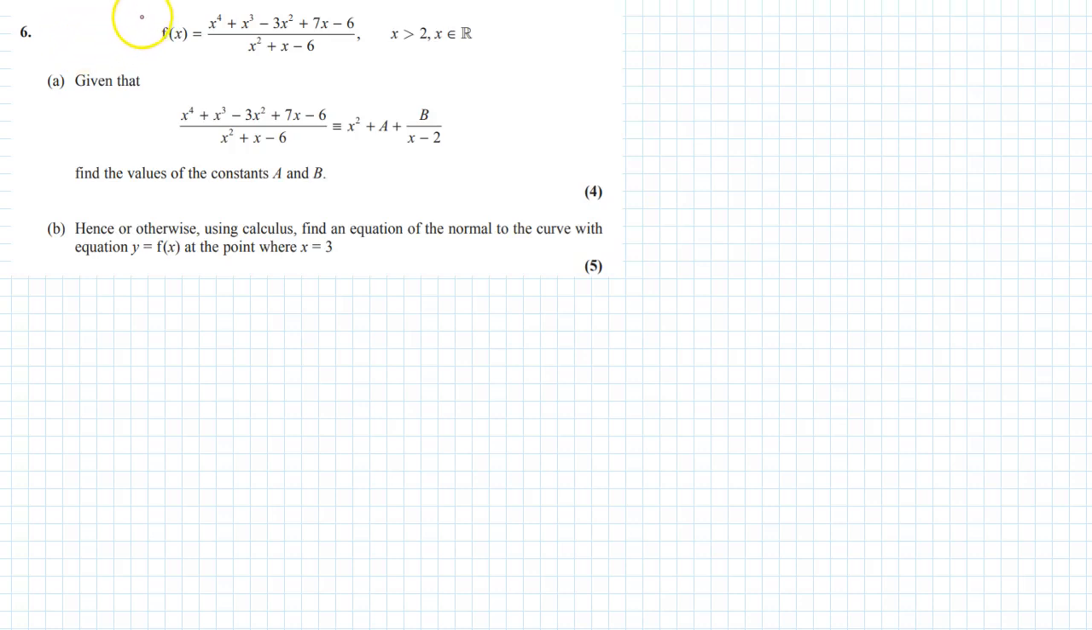GCE June 16, C3 question number 6. f(x) is x to the power 4 plus x to the power 3 minus 3x squared plus 7x minus 6, divided by x squared plus x minus 6. Given that this expression is equal to x squared plus a plus b over x minus 2, find the values of a and b.